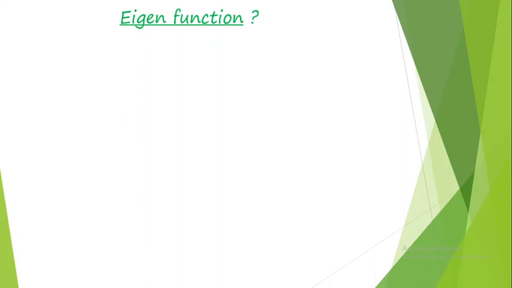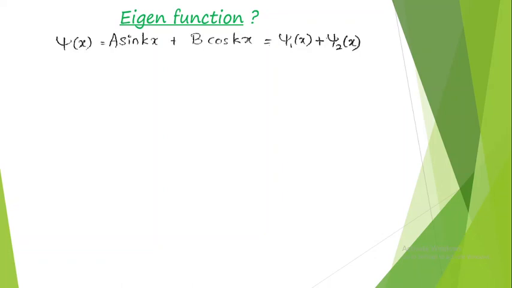Next, let us see about the eigenfunction. We have already seen that xi of x is equal to a sin kx plus b cos kx. Here a and b act as normalization constants, so we need to find out the values of a as well as b. I am considering the first part as xi1 of x and the second part as xi2 of x. Let us normalize one by one. First, normalizing a sin kx.